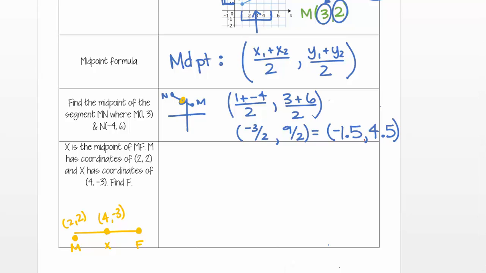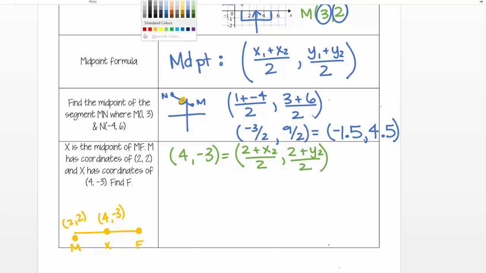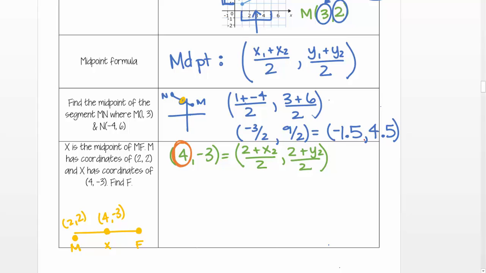So we can do this a couple different ways. We can use the formula. So the formula says that the midpoint, which is 4, negative 3, equals my first x plus my second x, cut in half, and my first y plus my second y, cut in half. So remember that because this isn't a point, that's saying that this part has to equal this part, because those are your x's, and this part has to equal this part.